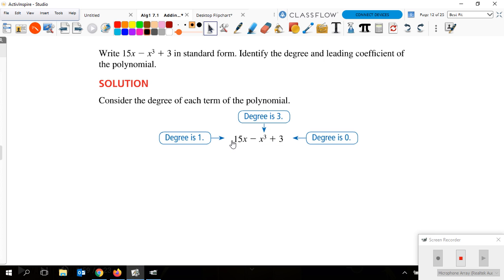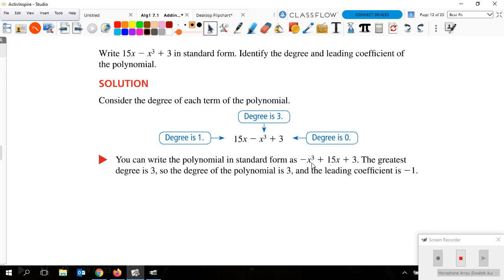So it shows you the degree of each term. And so if we were to put it in order from the highest degree, that's why this one's got to go first, then this one would go next, our constant would go last. And so it's negative x to the third plus 15x plus 3.